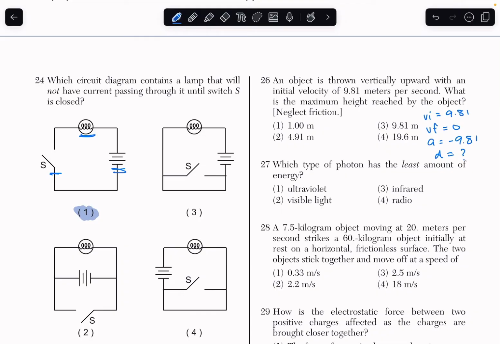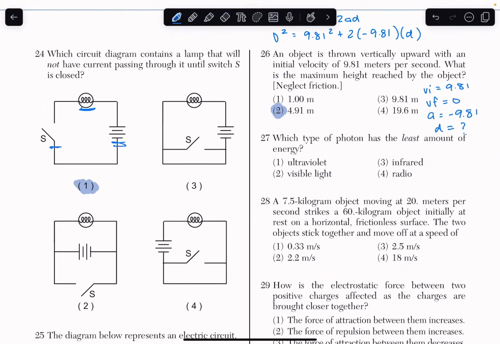So we're just going to use the equation Vf squared equals Vi squared plus 2ad. And we're just going to plug in. So 0 squared equals 9.81 squared plus 2 times negative 9.81 times d. And after we do all this math and solve for d, we're going to get a distance of 4.91 meters.